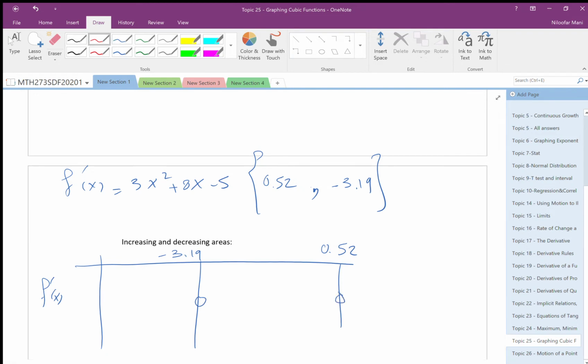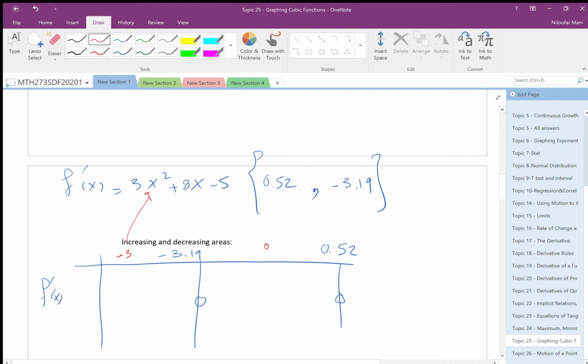How about before, between, and after? Before, between, and after, it's either positive or negative. There is no other option. Before minus 3.19, I can check minus 3. I check minus 3 here and I see what the result is. I check 0 here and I see what the result is.